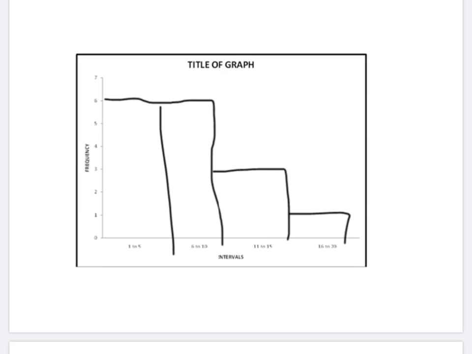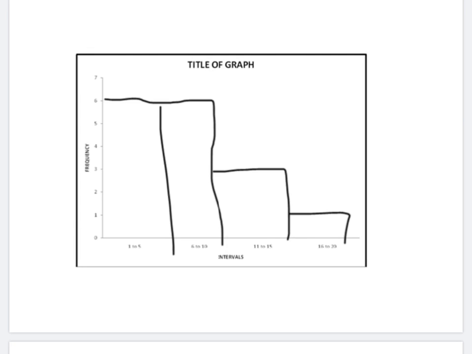To make this data in a histogram, you need 3 things. You need 3 labels. The title of your graph. We notice these are just data pieces, so I don't have necessarily a title, but it says title of graph. And then the bottom is your intervals. And then the y-axis is always labeled frequency, because it tells you how many. So really all that you have to focus on is your title of your graph, which has something to do with what your graph is talking about, and then your intervals are whatever your intervals are regarding. And I have my intervals 1 to 5, 6 to 10, 11 to 15, and 16 to 20.